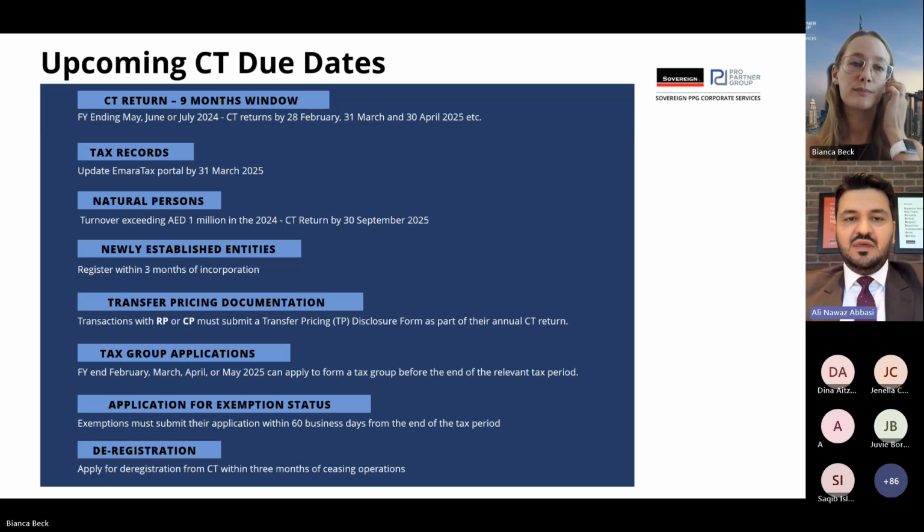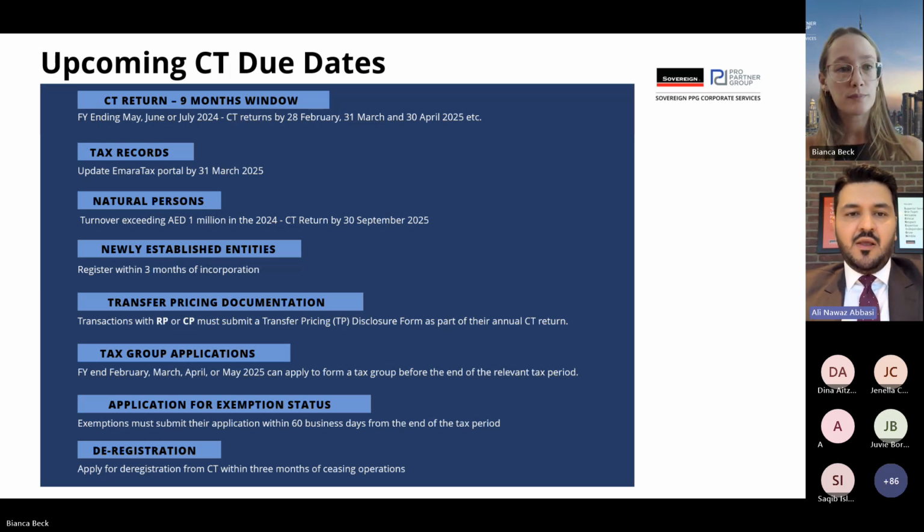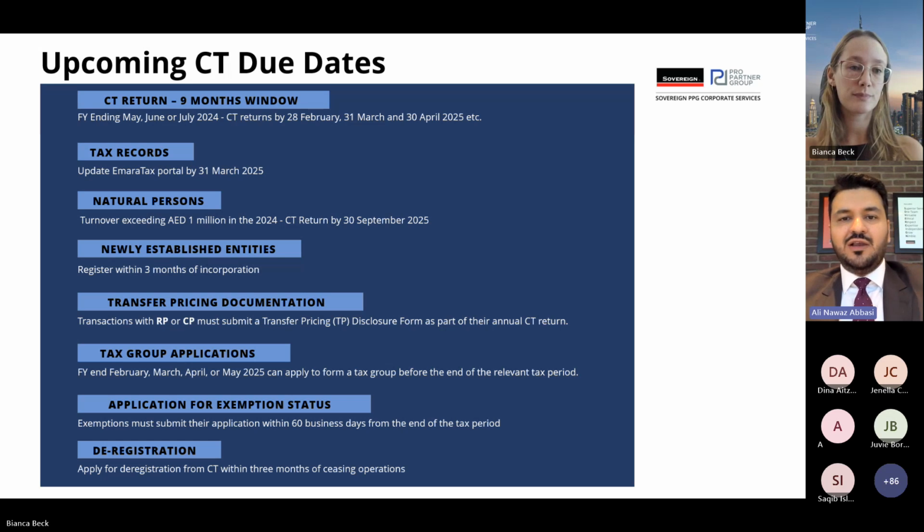Okay, some key upcoming due dates. The corporate tax return filing due date is 9 months after the end of the financial year. So if your financial year is June to May, then you need to file the corporate tax return by the end of this month. Similarly, for people who have a January to December financial year, they need to file the corporate tax return before 30th September 2025.